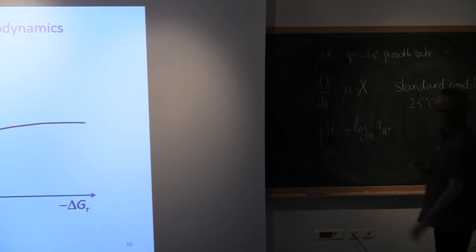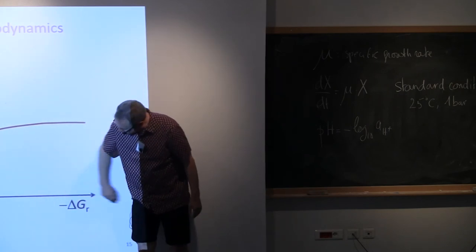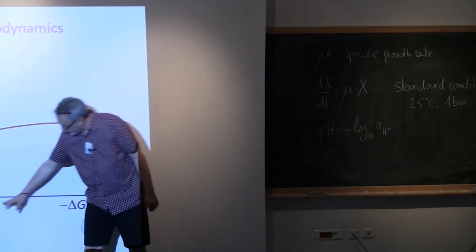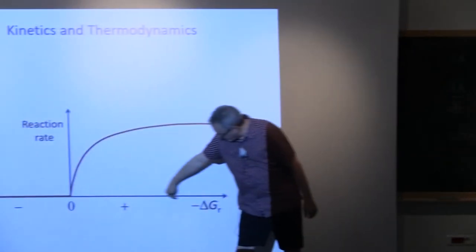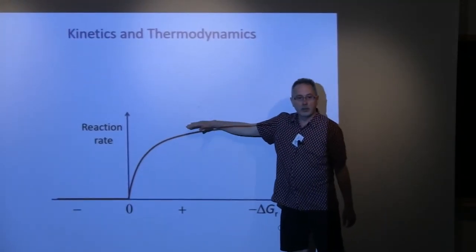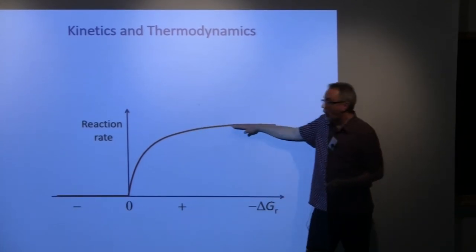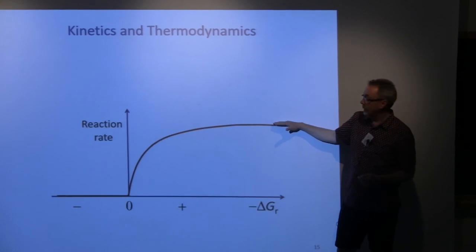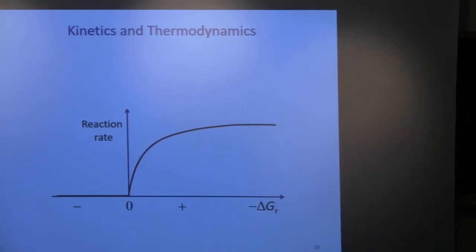That's particularly true for enzymatic reactions, because enzymes are catalysts, so they make things go fast. So typically what you expect, and I've written it here as minus delta G of the reaction, so positive means that this delta G is negative. So the more negative delta G becomes, the faster the rate will become. But again, we're working with microbial reactions. There will always be some kind of saturation. And of course, if you have a positive delta G, the reaction should not proceed.